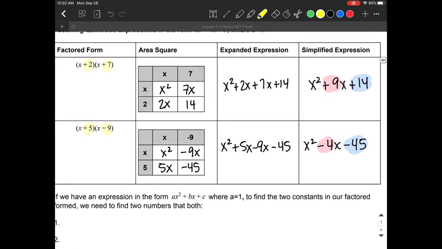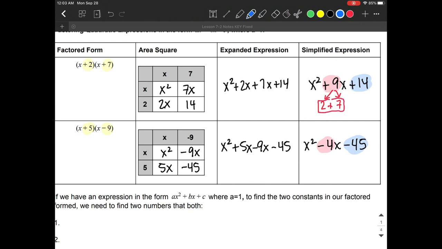I want to look for if I see a pattern in my simplified expression and my factored form. So do I see 2 and 7, a pattern with 2 and 7 in my simplified expression? Well, I'm going to look at what's unique in the simplified expression. So I'm going to look at the plus 9. Is there something I can do with 2 and 7 to get 9? Yes, there is. I can add them together, right?